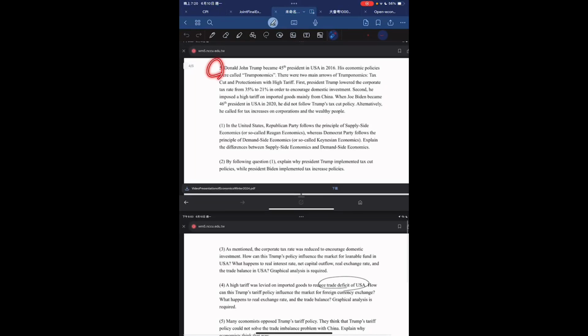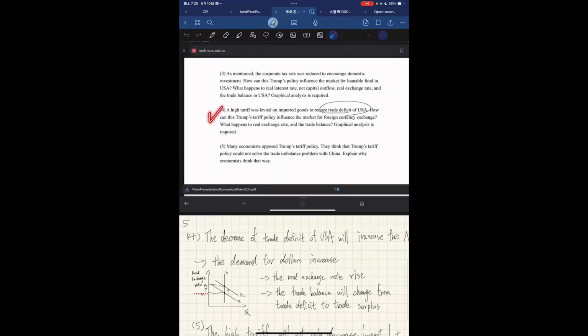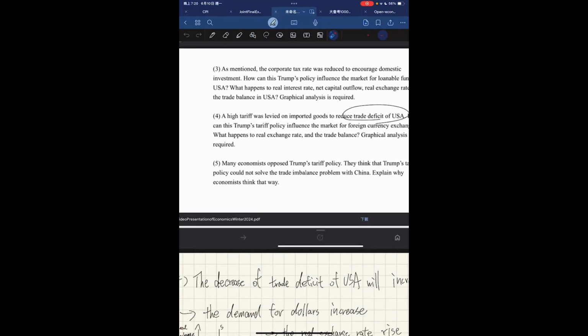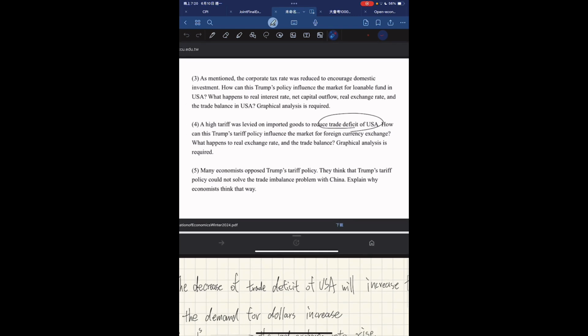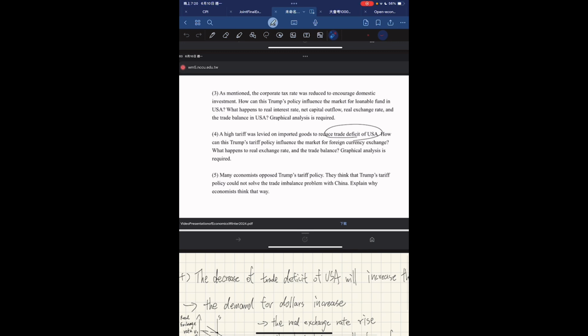Let's see question 5, number 4 and number 5. Okay, number 4. A high tariff will decrease the import and reduce the trade deficit of the USA. And how can Trump's tariff policy influence the market for foreign currency exchange? And what happens to the real exchange rate and the trade balance?